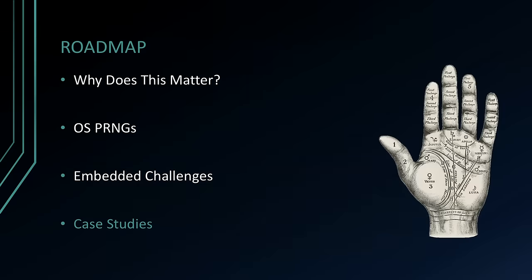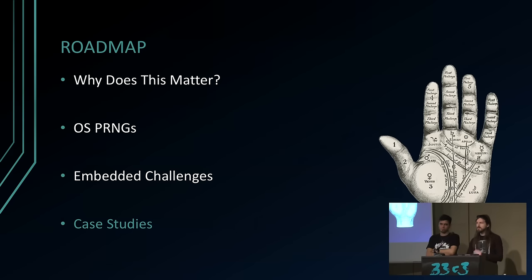So now that we have an idea of why it's hard to get embedded operating system random number generators right, we're going to look at a couple of case studies of operating systems fielded in various embedded systems and how they get this wrong.